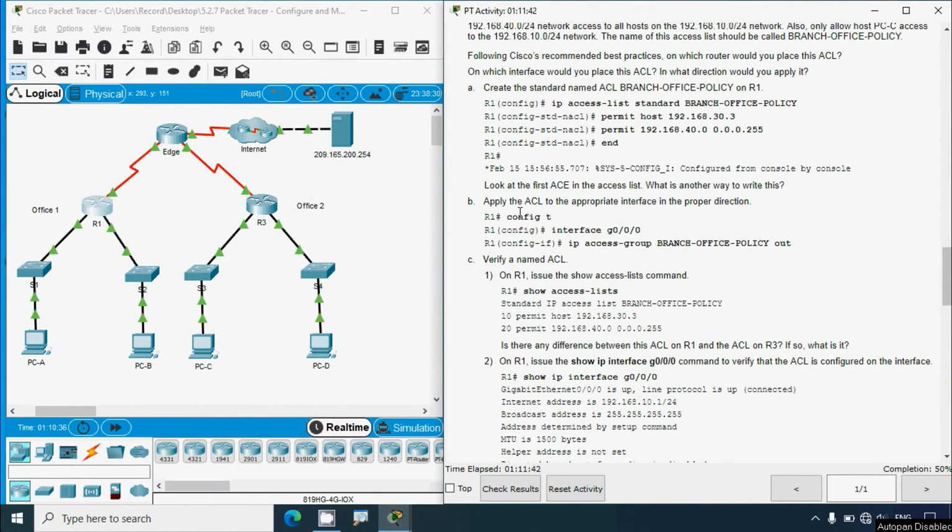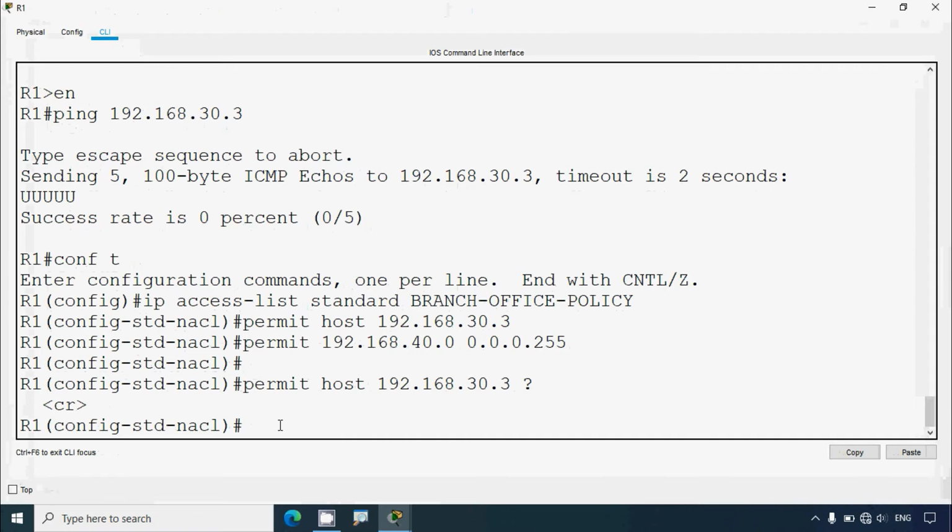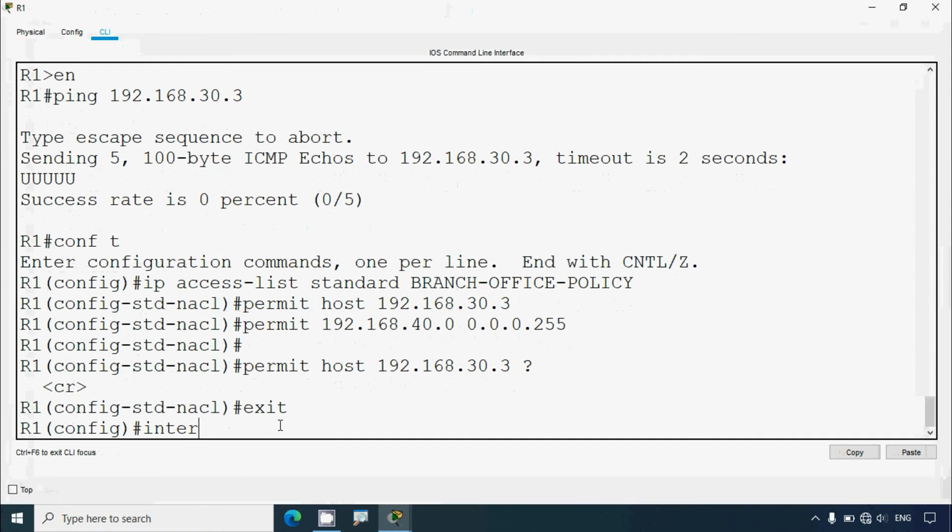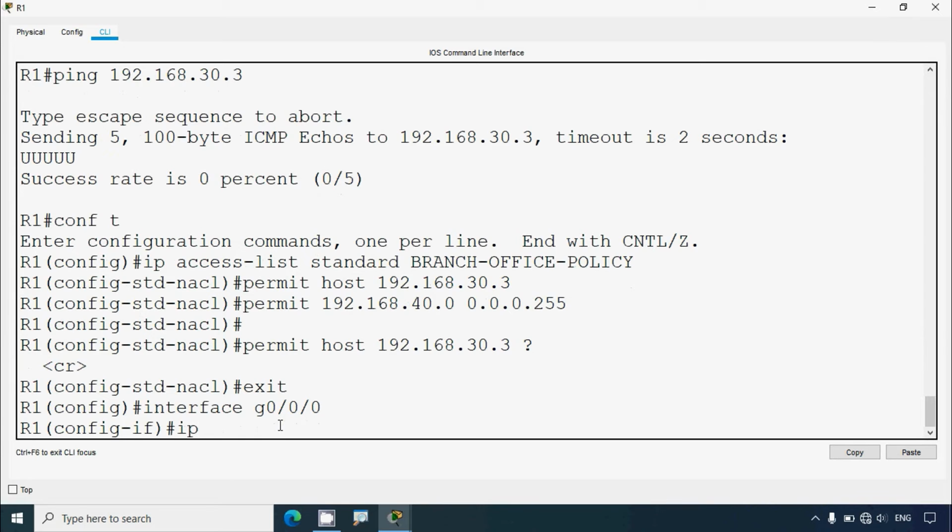Now we have to apply the ACL to the appropriate interface in the proper direction. Yes, we have to apply it to this interface G0/0/0 in the out direction. Okay, we will go to R1 and do that. Exit, because we have to go to interface G0/0/0, and here we give ip access-group. Then we specify the name. I think we already copied it. Branch-office-policy, and we give the direction, it's out.